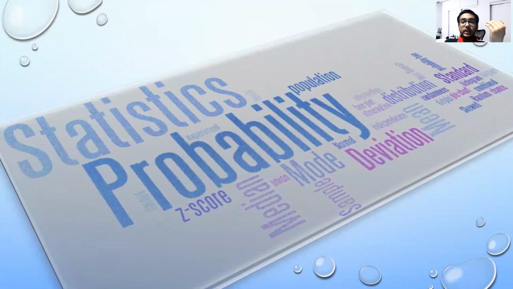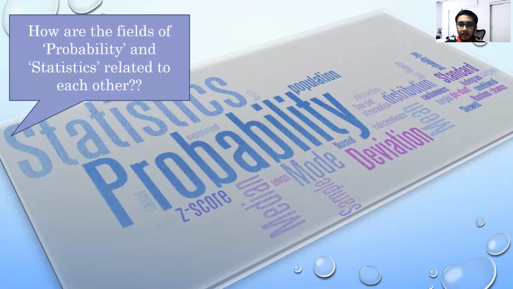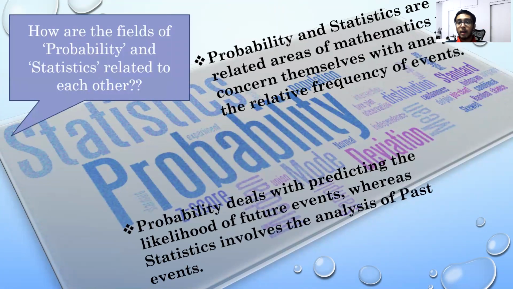So how are these two fields connected? How is statistics related to probability? Let me tell you, probability and statistics are related areas of mathematics which concern themselves with analyzing the relative frequency of events. Probability deals with predicting the likelihood of future events, the events which are going to come, whereas statistics involves the analysis of past events, the events which have already happened.